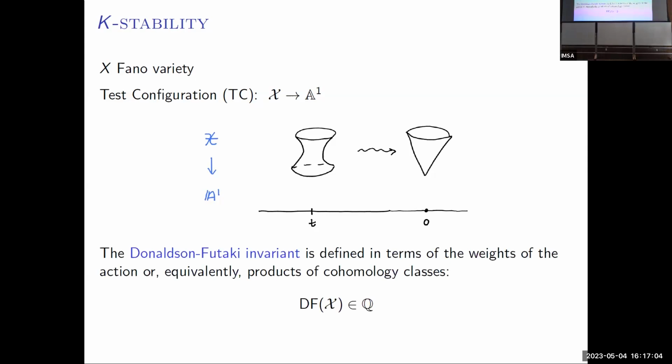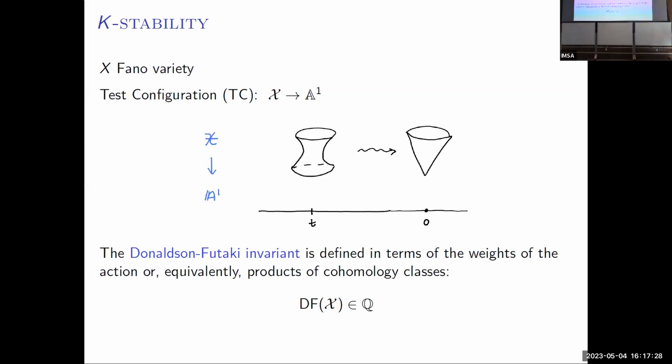Associated to this test configuration, we can define what is called the Donaldson-Futaki invariant. I will not write down the formula for this, but I will explain what this Donaldson-Futaki invariant is. It was originally defined by Tian in terms of weights of the action.